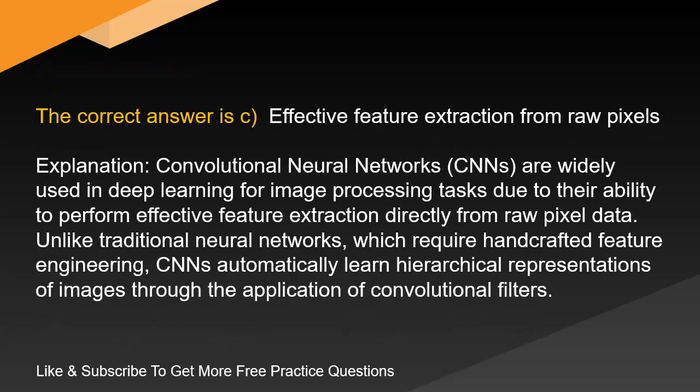The correct answer is C. Effective feature extraction from raw pixels. Explanation. Convolutional neural networks, CNNs, are widely used in deep learning for image processing tasks due to their ability to perform effective feature extraction directly from raw pixel data. Unlike traditional neural networks, which require handcrafted feature engineering, CNNs automatically learn hierarchical representations of images through the application of convolutional filters.